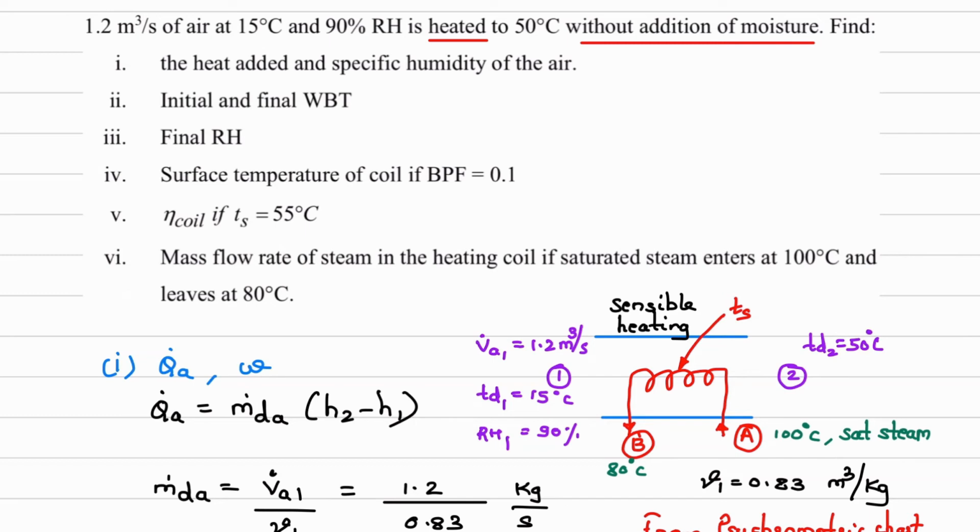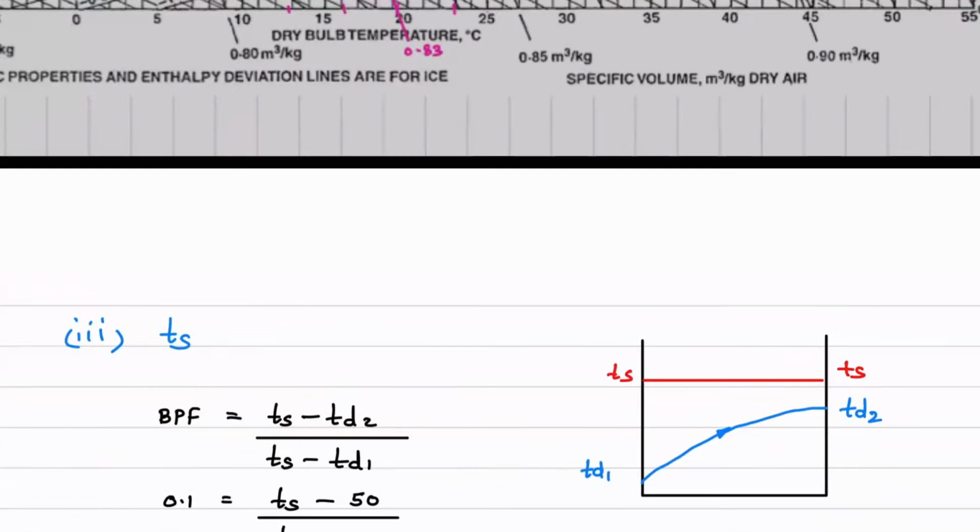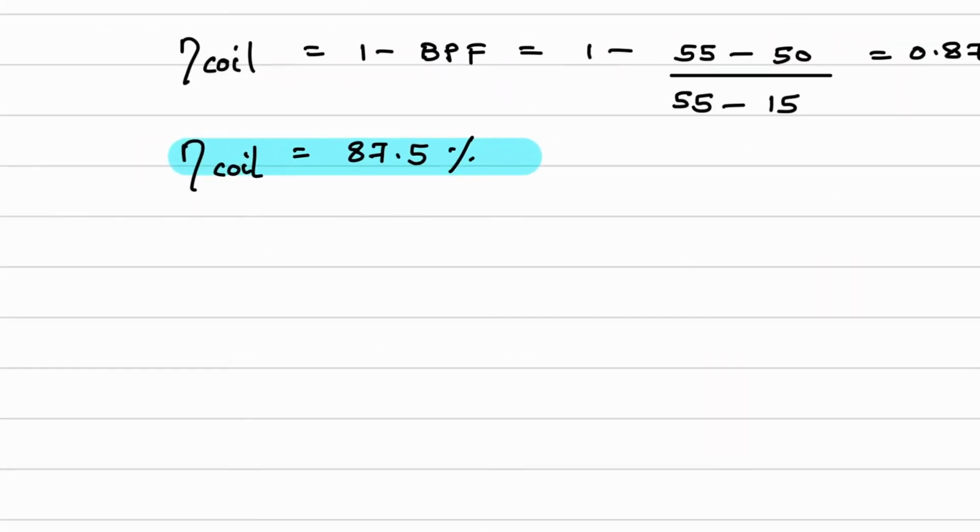So we'll draw the TH diagram for this and then we'll apply the equation. I'll write down the question, sub question number 6. What is sub question number 6? We have to find the mass flow rate of steam. So for this I'll draw the TH diagram.